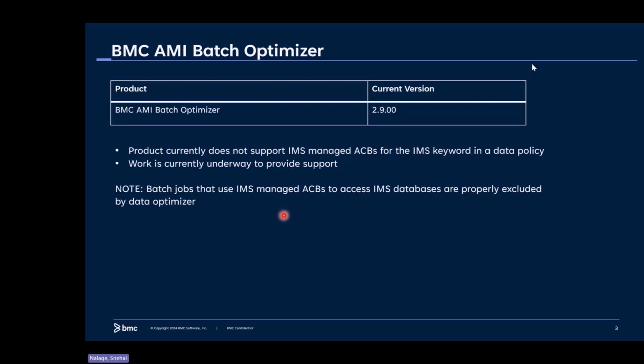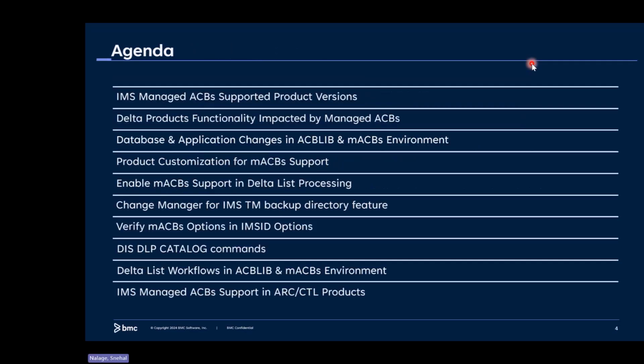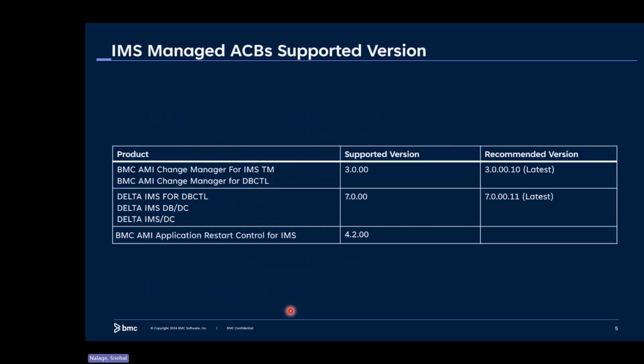Yeah, thanks, Jake. So as I mentioned earlier, I'll be talking mainly about the Delta and the ARCTL products. And this is what we have on our agenda today. We will look into these points as we move through the further slides. So I'll dive right into the first one, that is the IMS-managed ACB supported versions for the Delta and the ARC product.